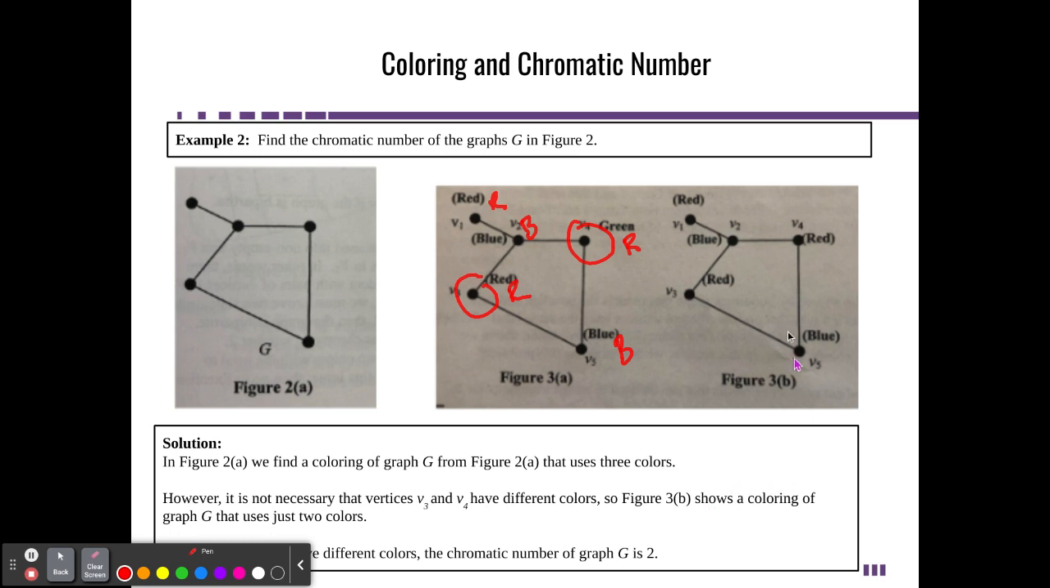We see that in figure 3b, where we do our coloring: red, blue, so non-adjacent. V3 and V4 are not adjacent. They're adjacent to blue, so they have to be different than blue, but red can be used again. And then we can go back to blue because once again, V3 and V4 are not adjacent. V5 is not adjacent to V2, so V5 can be blue. So in this particular case, the earlier one is not an accurate coloring. This is our accurate coloring. And therefore our chromatic number is 2 for the graph because we only needed 2 colors.